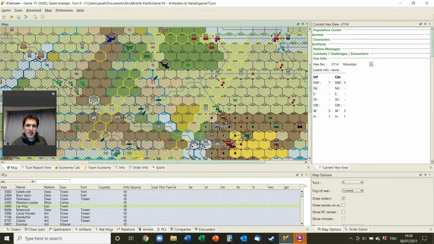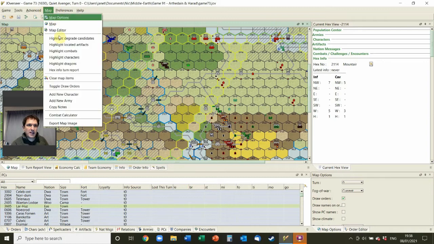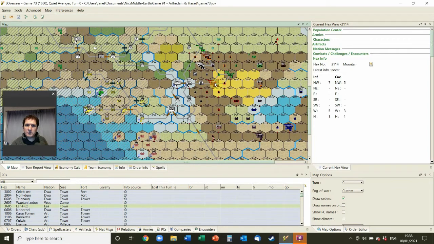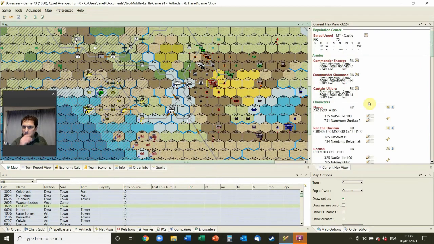So this area around here is where I could move a character to from starting at 3224. They can move somewhere in this area, and the next turn they're going to be within range of 2114. So that can be useful for planning ahead. Right, clear map items. Go back to Barad Ungol, Centre of Operations for the Fire King.